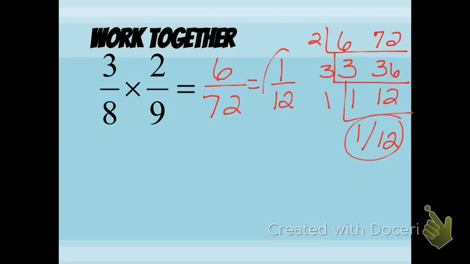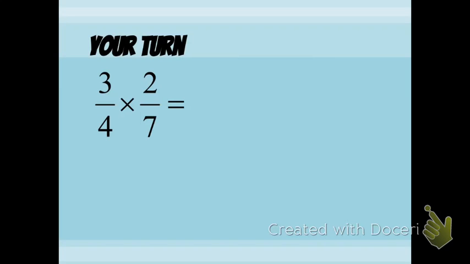Okay? I want you to do the next one without my help. So do 3/4 times 2/7. Do that one real quickly, and then we're going to talk about it. Okay, so 3 times 2 is? 4 times 7 is? Yep.